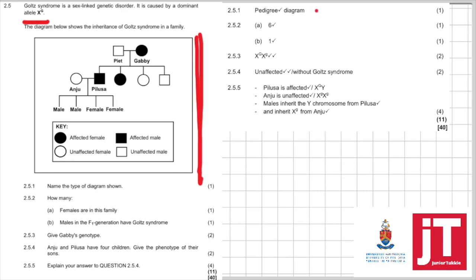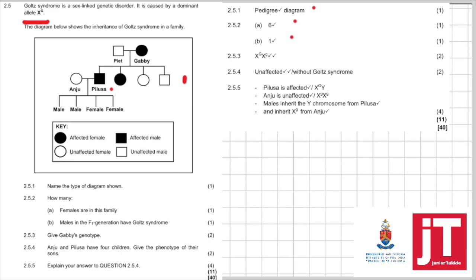Right. 2.5.2. How many females are in this family? Now, the females are the ones that are round. So 1, 2, 3, 4, 5, 6. And 2.5.2b, how many males in the F1 generation have Gault syndrome? So if you look in the F1 generation, so the F1 generation is this. How many males have Gault syndrome? 1.